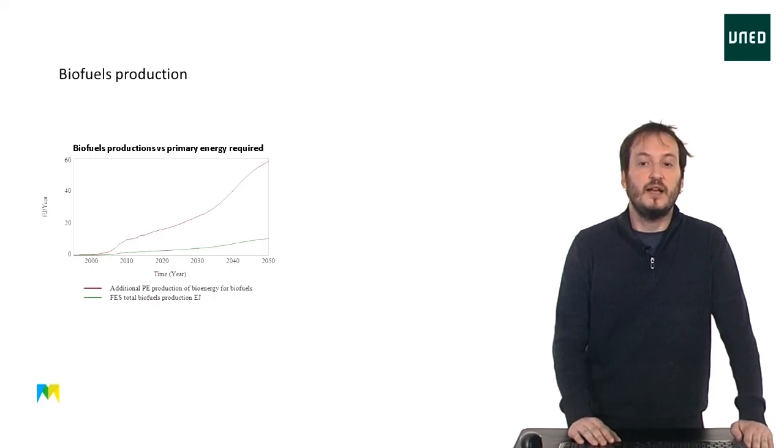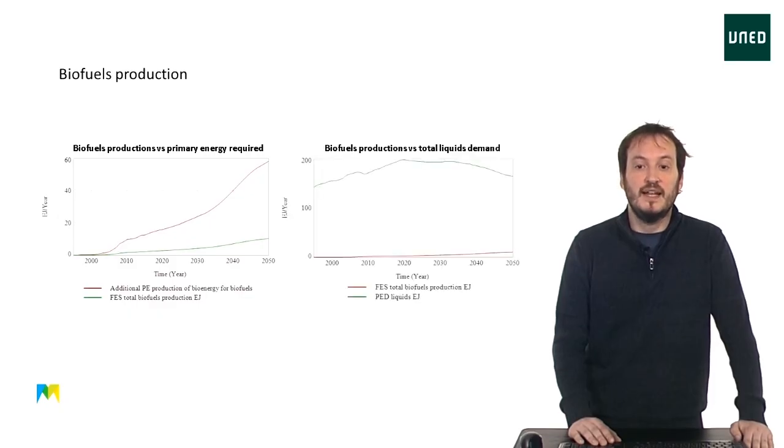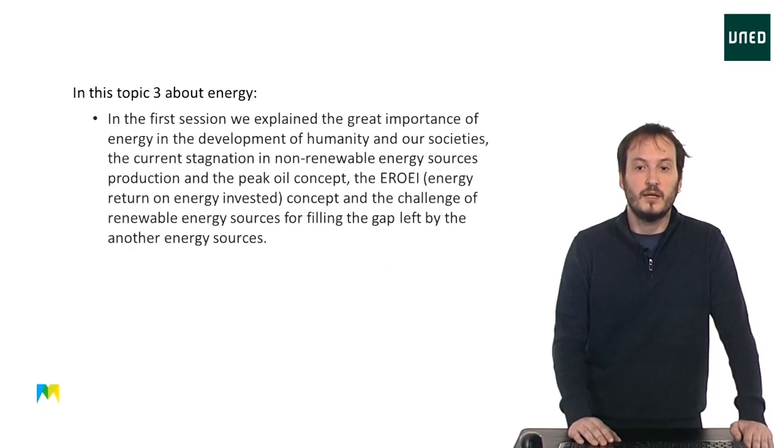Finally, the figure on the left shows how the production of biofuels evolves, the green line, and the primary energy that has been required to obtain this biofuel production, the red line. As shown in the graph, the primary energy required is much greater than biofuel production, in fact, about 6 times more. In addition, the figure on the right shows how the production of biofuels covers a very small part of the total demand of liquids.